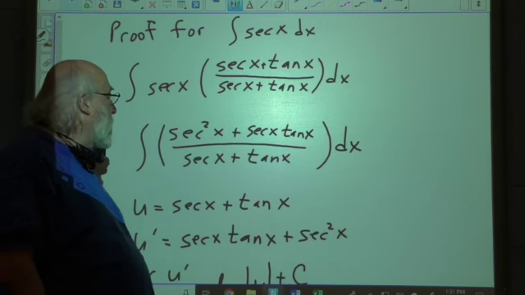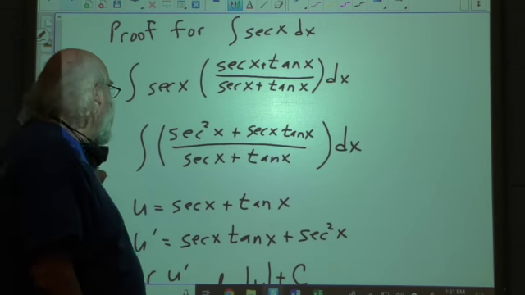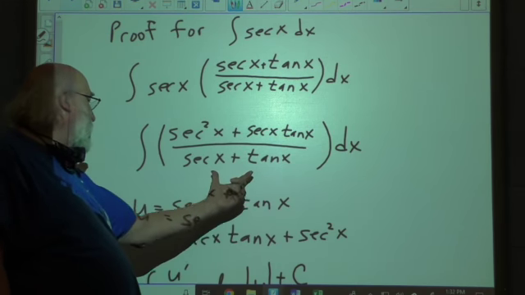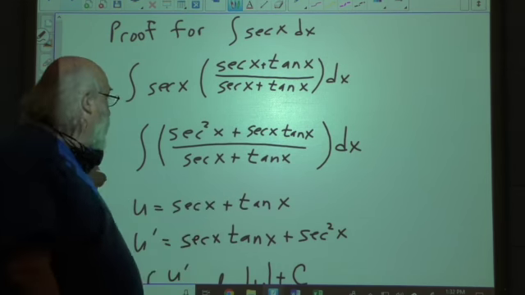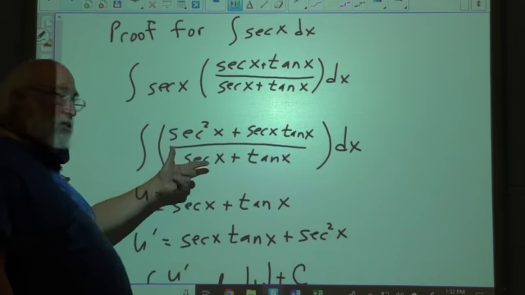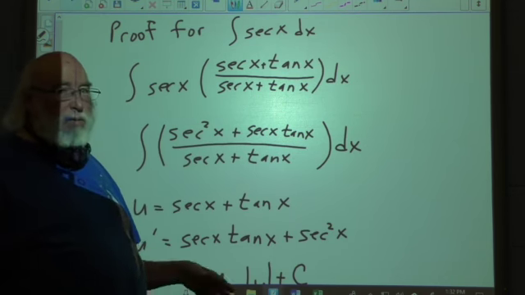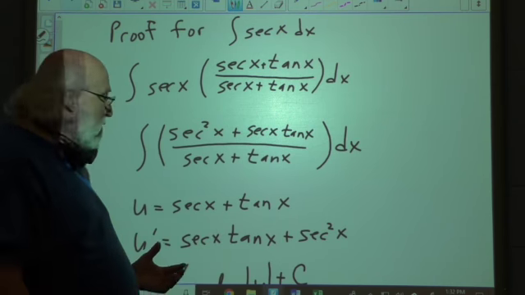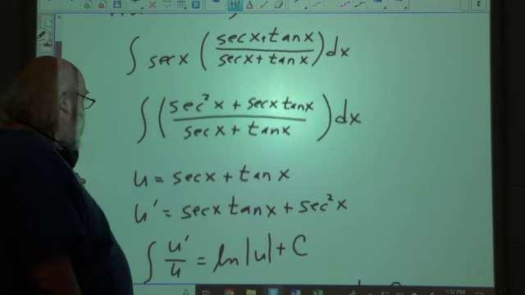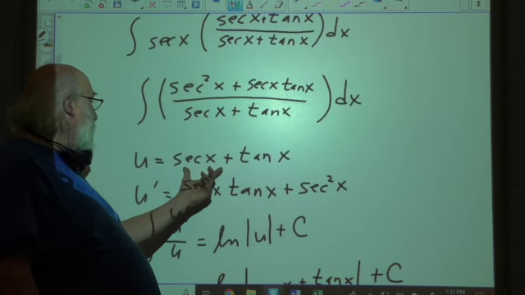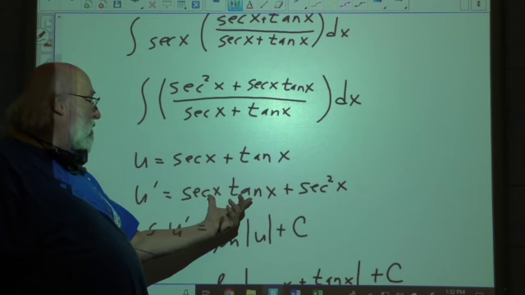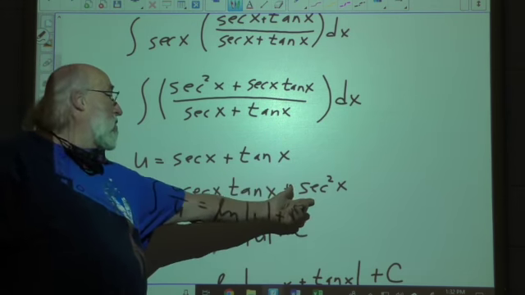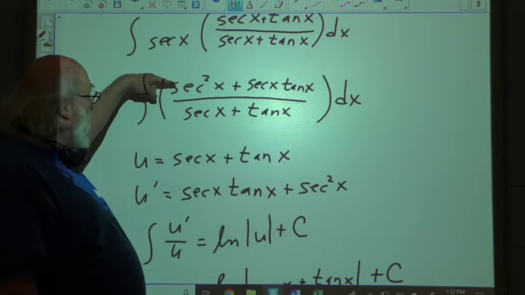Now, if you take secant x plus tangent of x as your u, and you differentiate, and again, this is not something we memorize, so we have to go to your identities for these functions, for derivatives and all that. But the derivative of secant of x is secant x tangent x, and the derivative of tangent of x is secant squared x. And that's what we have up here.